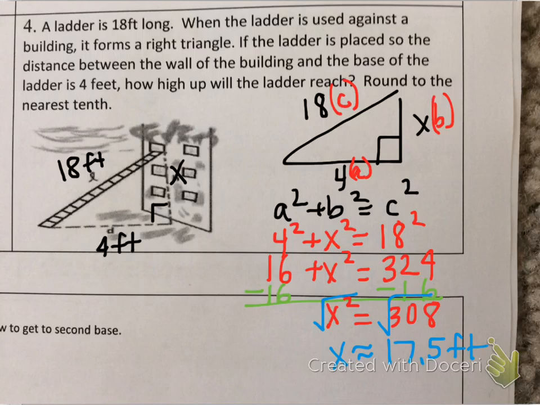And how do I know that makes sense? Well, 17.5 feet is less than the hypotenuse. One of the legs, or both legs, sorry, have to be less than the hypotenuse. So that answer does make sense in this picture.